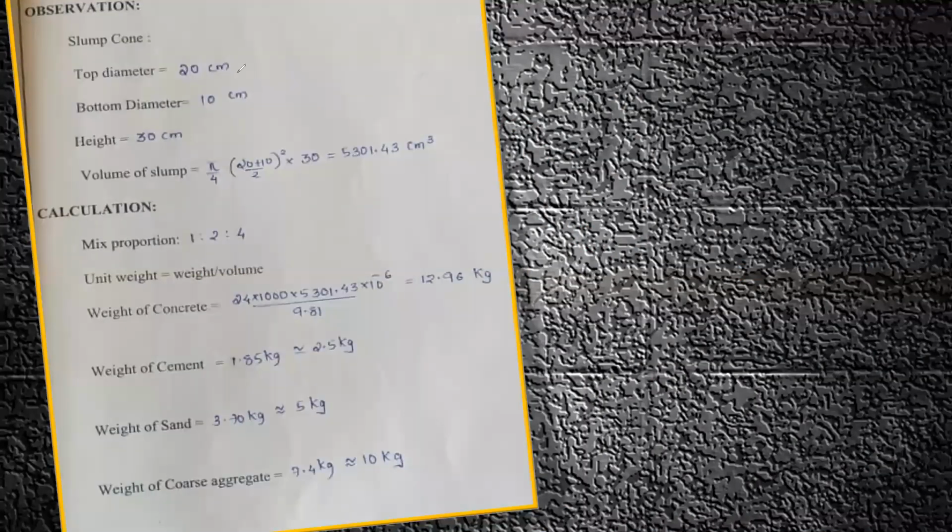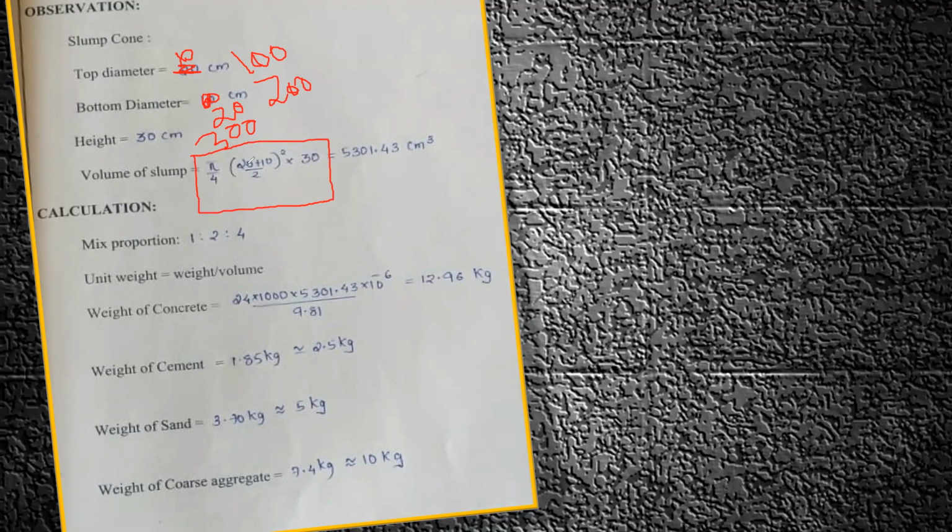What you can do is the top diameter is 10 centimeter, and the bottom diameter is 20 centimeter, or you can write it as 200 mm, and 10 centimeter, or you can write it as 100 mm, and the height is 30 centimeter or 300 mm. Since this is a cone, this is the formula we put. Try to put this formula, that is pi by 4 into 20 plus 10.